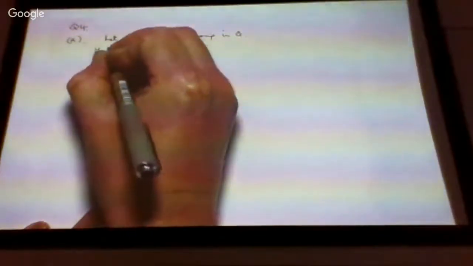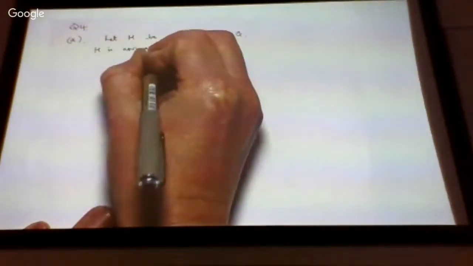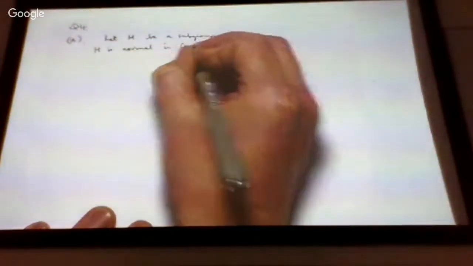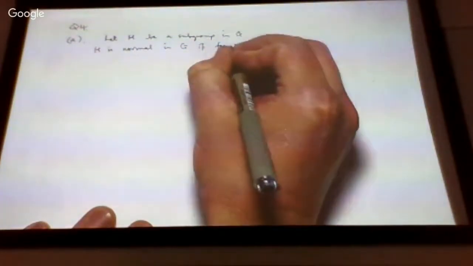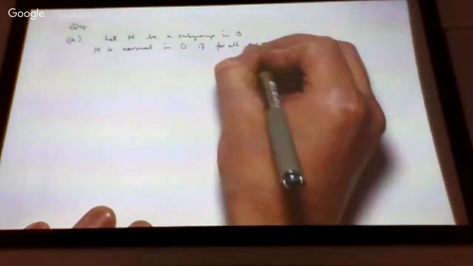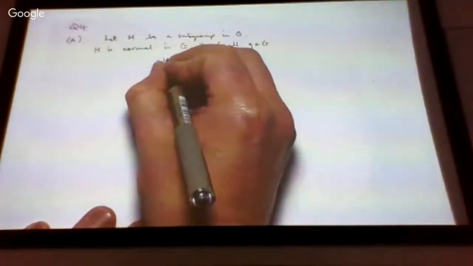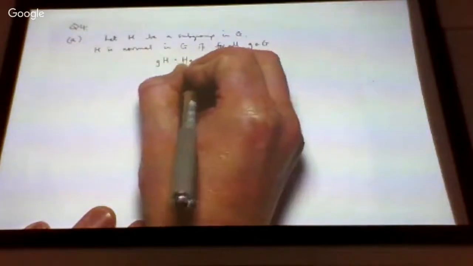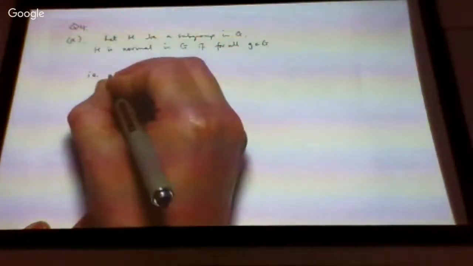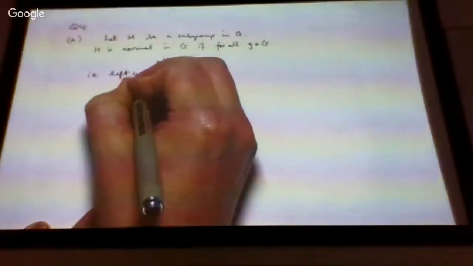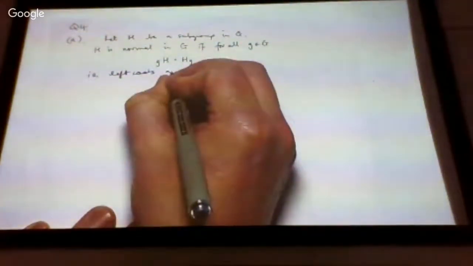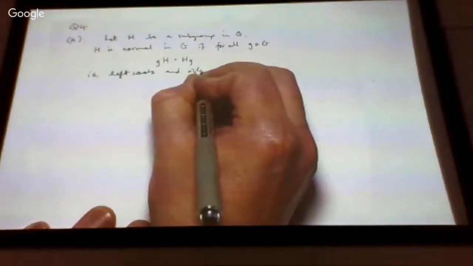H is normal in G if for all little g in G, gH equals Hg, i.e. the left cosets and right cosets are always the same.